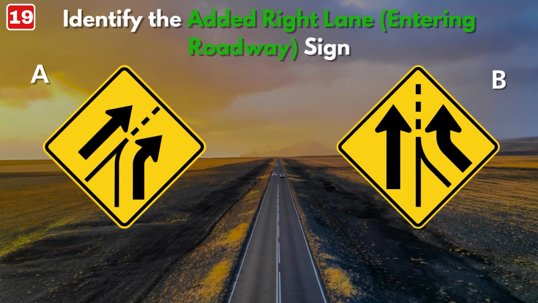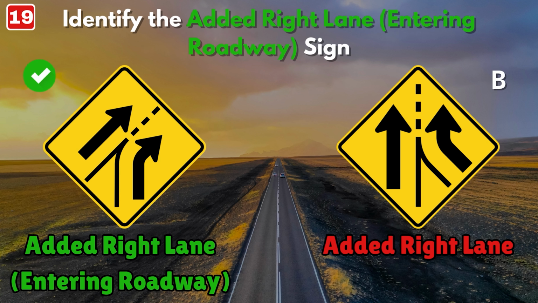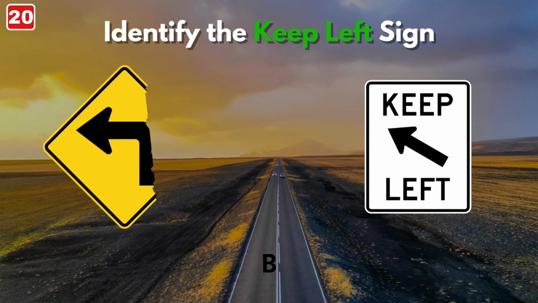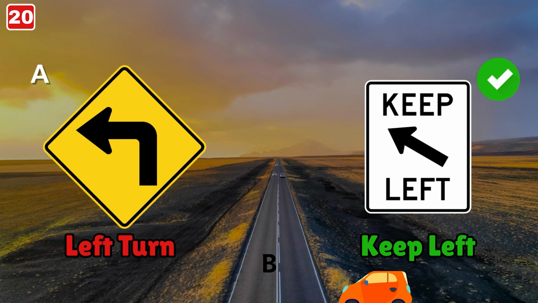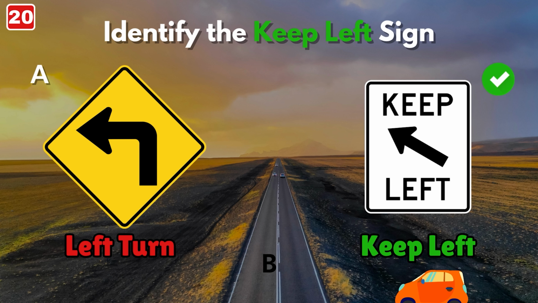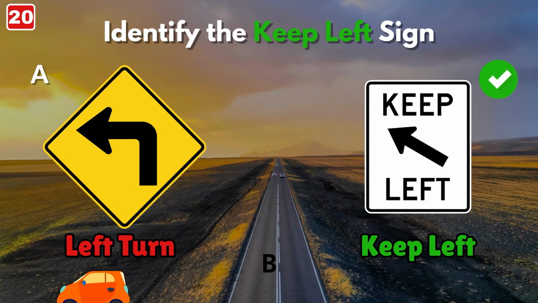Identify the added right lane, entering roadway, sign. Superb. A is the added right lane, entering roadway, sign. Identify the keep left sign. Flawless. B is the keep left sign.